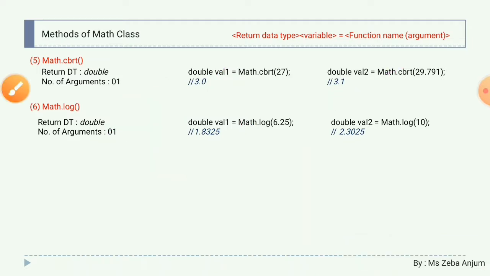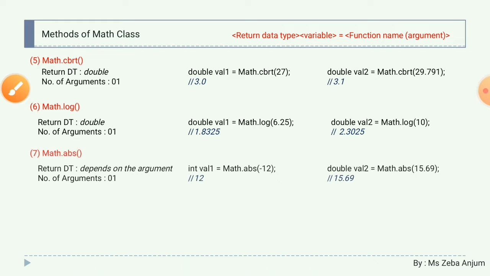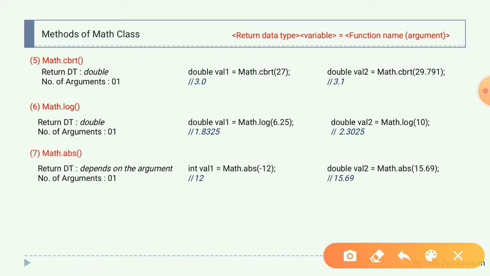Okay. Now see the next one. We have Math.abs. Basically this function is going to give you an absolute value. The return data type always depends on the type of argument you are using. Whether you are using an integer or a long or a double, you are going to get the same kind of value in return. The number of arguments is always 1.